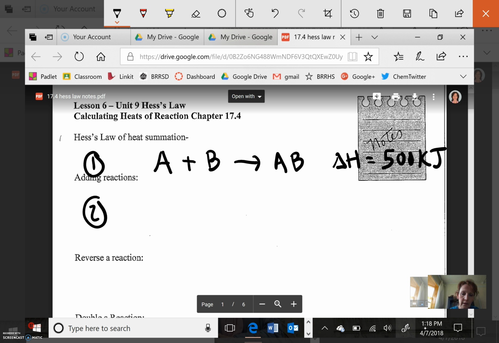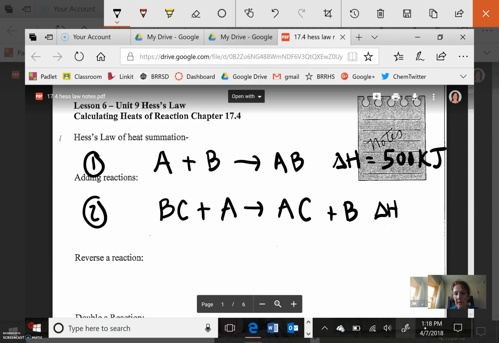Reaction 2 is different. It's a decomposition, or it could be a single replacement actually, where A can replace B, and so we're going to say that's AC, and now B has been replaced. And let's say the enthalpy of this reaction is negative 200 kilojoules.